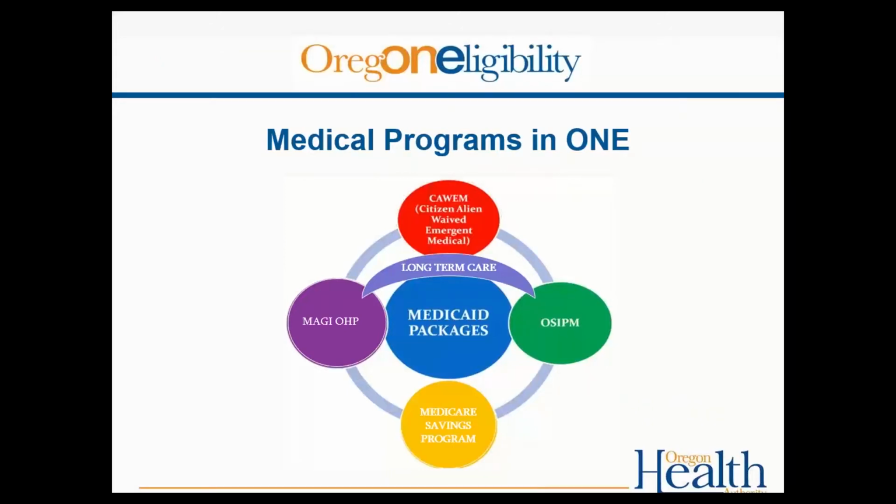And to put all of those words I just said into a diagram to make it maybe a little easier to digest, we have Medicaid packages, or you might hear it called public medical. That includes MAGI OHP and the whole host of programs within it. It includes OSIP-M and the whole host of programs within it. That does include CAWM, so there's the full OHP benefit, there's Citizen Alien Waived Emergent Medical, CAWM Plus.